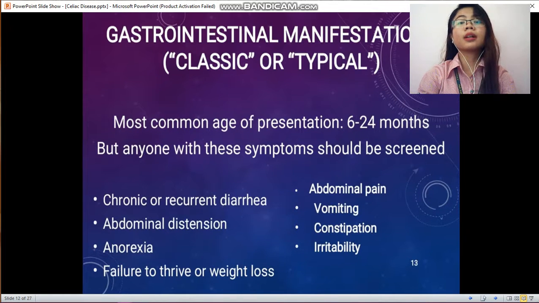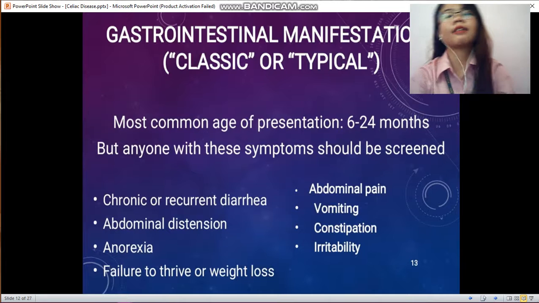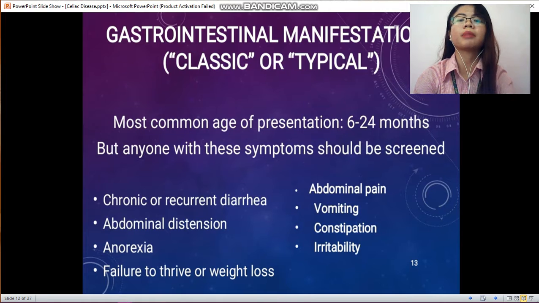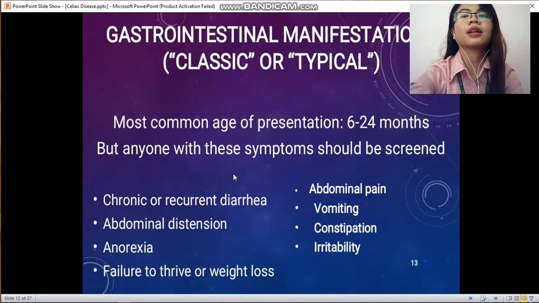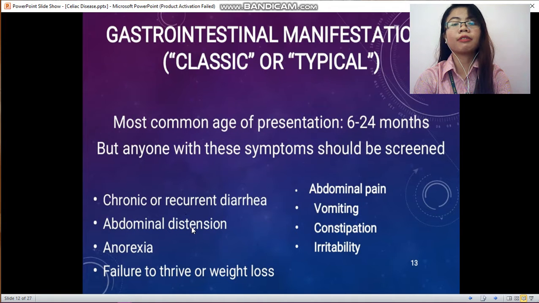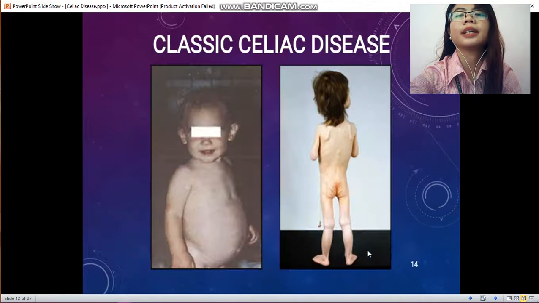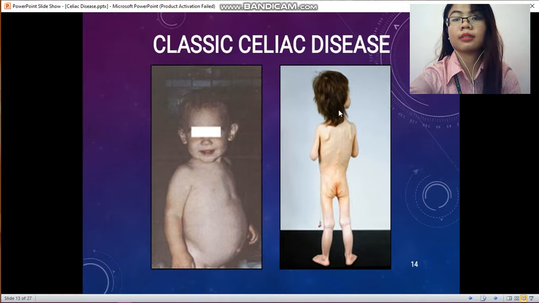Next, what are the gastrointestinal manifestations, either classic or typical. Its most common age of presentation is 6 to 24 months, but anyone with the symptoms should be screened, like chronic or recurrent diarrhea, abdominal distension, anorexia, failure to thrive or weight loss, abdominal pain, vomiting, constipation, and irritability. Here you can see in the two pictures the classic celiac disease and the common features of celiac disease.